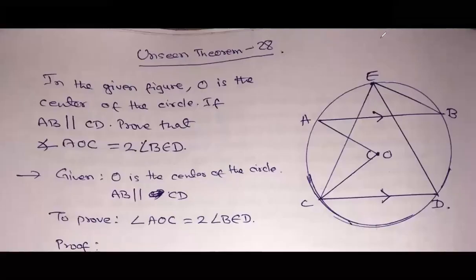Here, let us go to the given first. So O is the center of the circle. Whatever is given in the question, write it down as it is. O is the center of the circle. AB is parallel to CD. Okay, so that's it. That way you just write down and prove that.